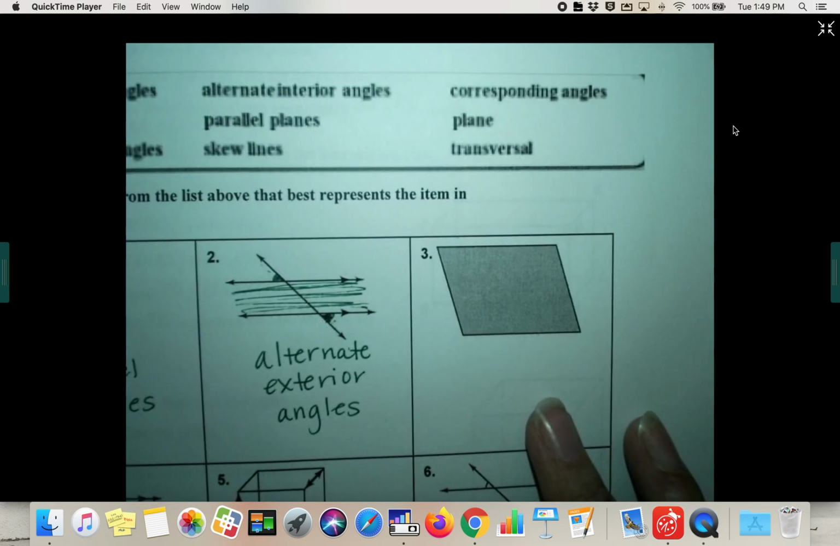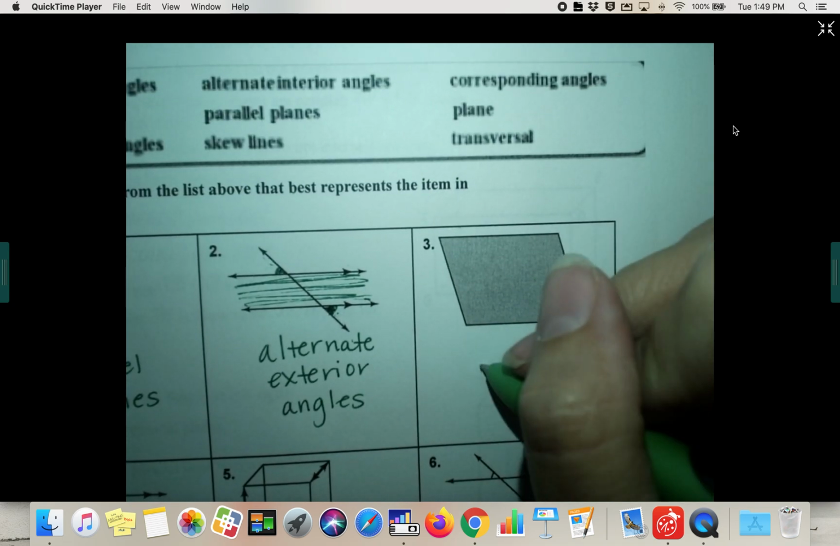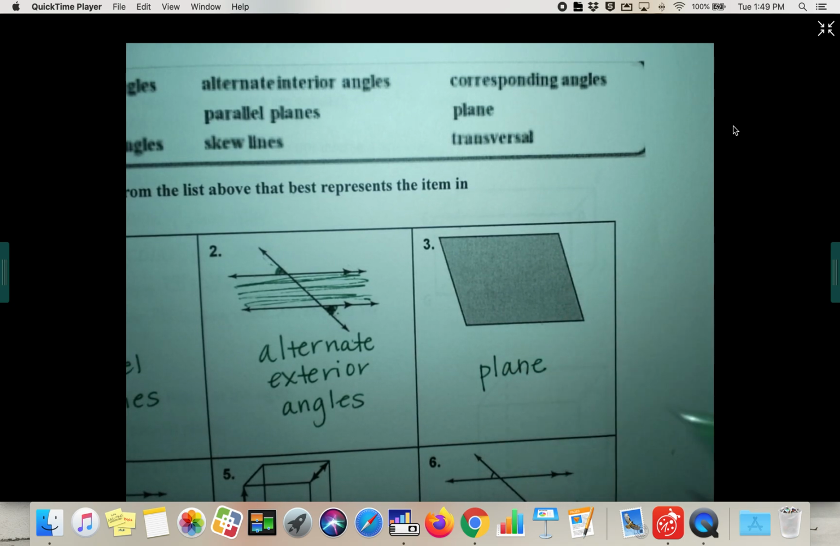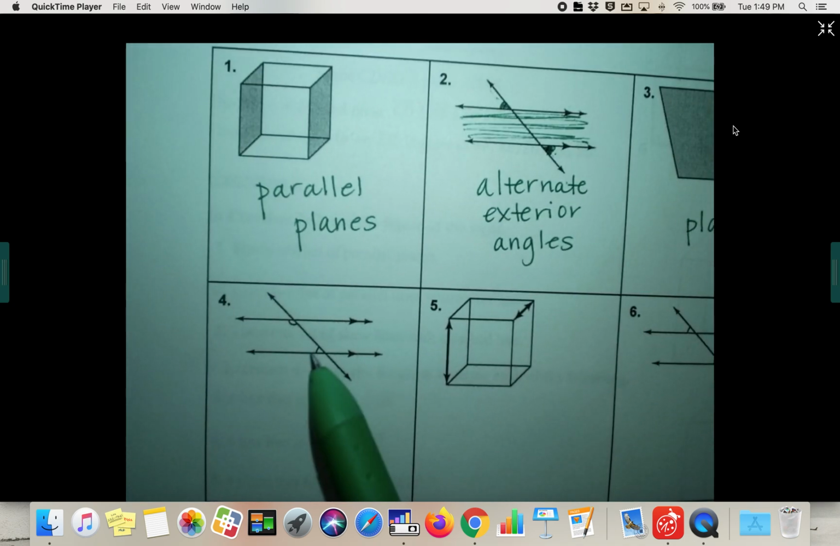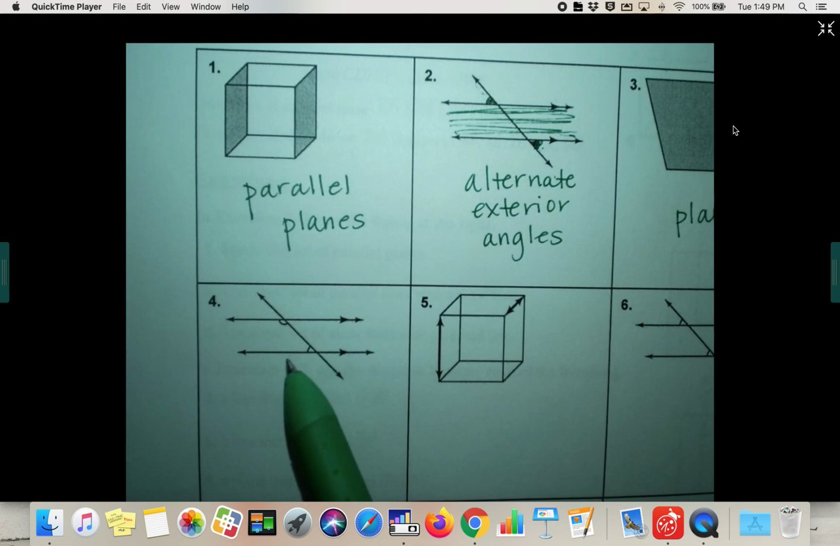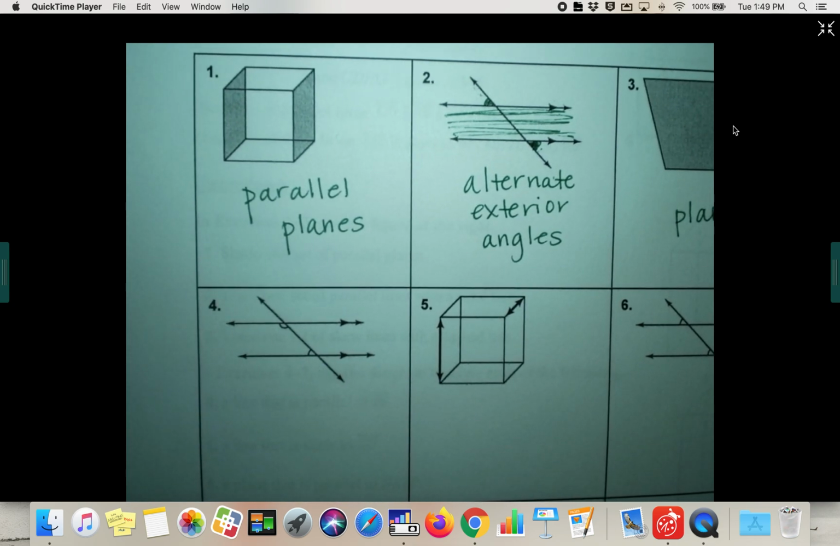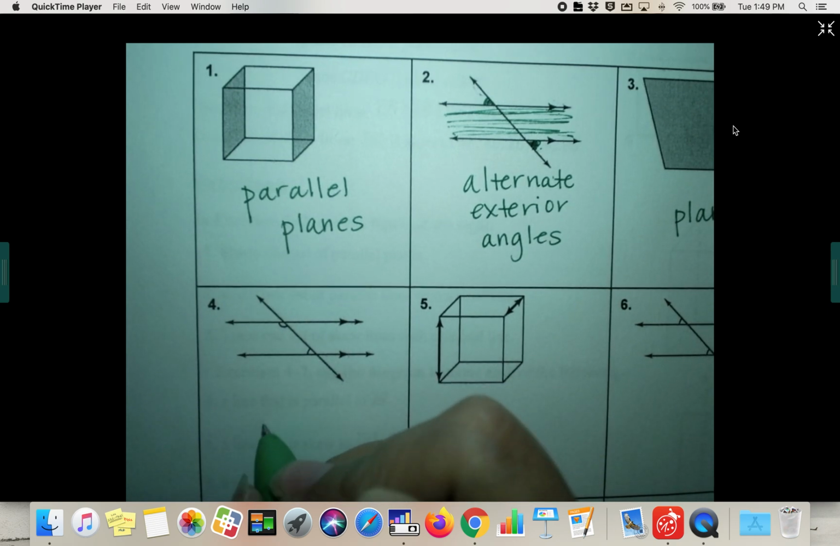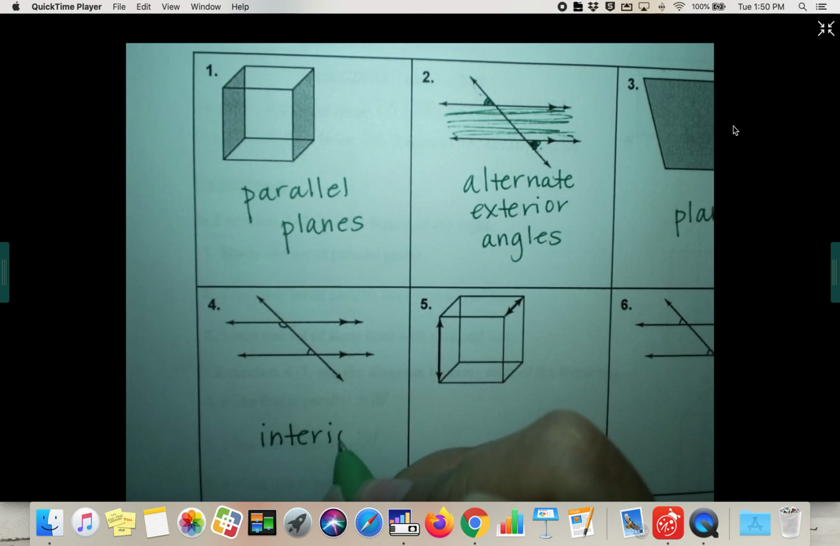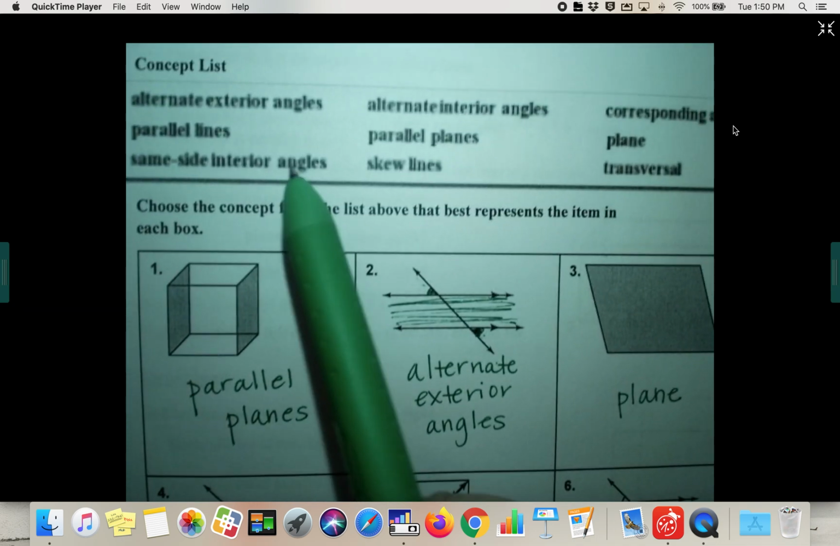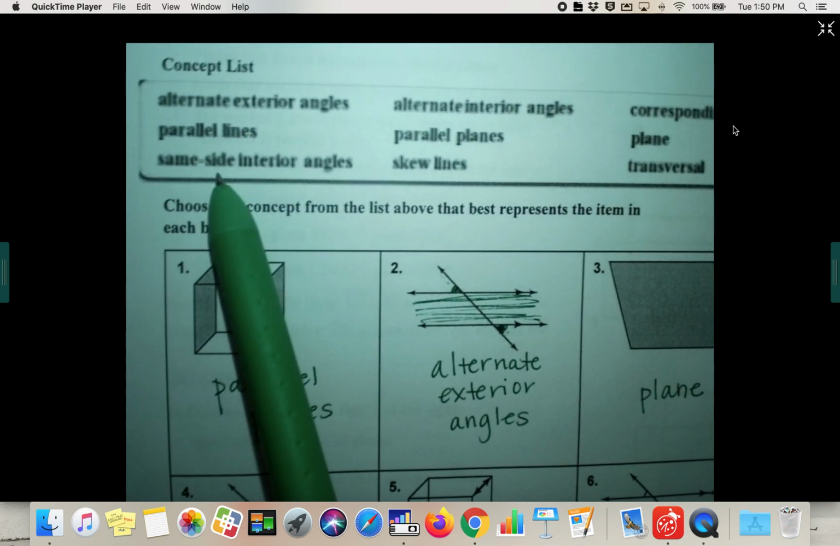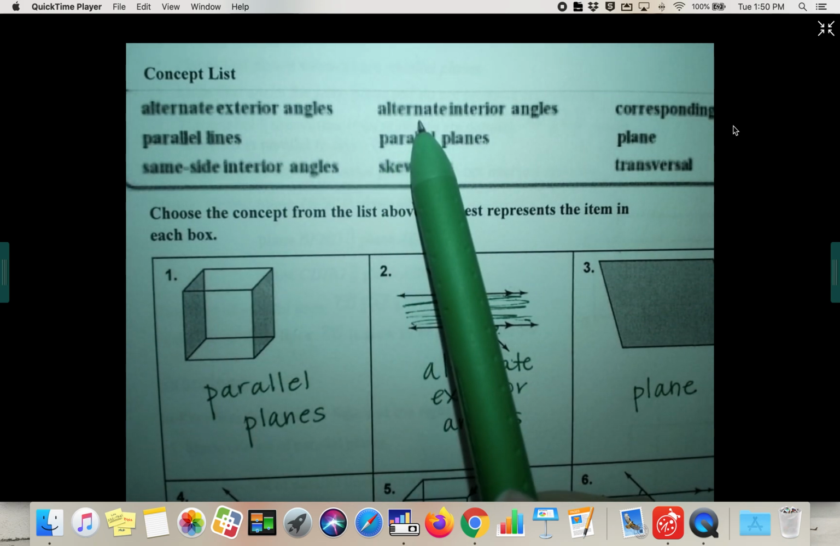Okay, number 3, we've talked about this a lot, especially in chapter 1. This is just a plane. Number 4 is interesting. So they're definitely inside the parallel lines. So it's definitely going to be something interior angles, but we've got a couple of options here. We have same side interior, or we have alternate interior.